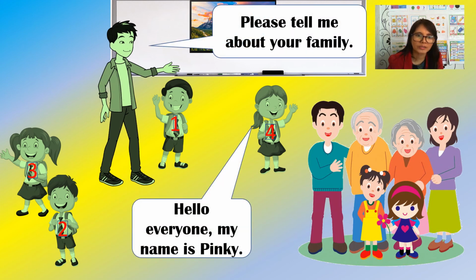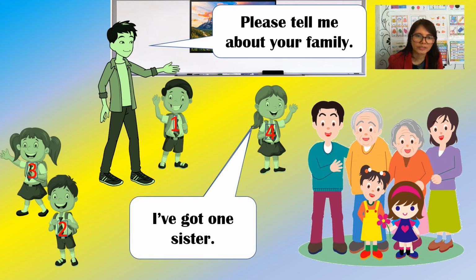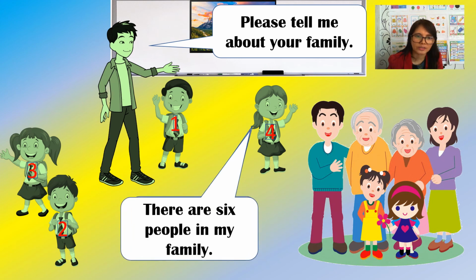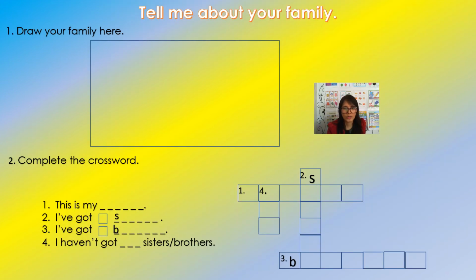Hello, everyone. My name is Pinky. I haven't got any brothers. I've got one sister. There are six people in my family. My grandpa, my grandma, my dad, my mom, my sister, and me. Very good. This is your activity.